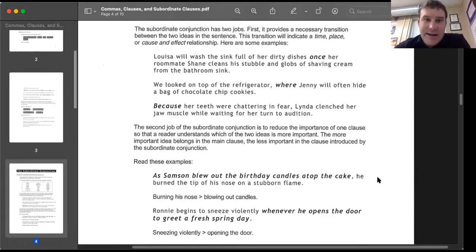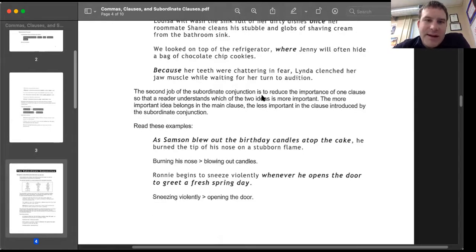Technically, yes, you could say Louisa will wash the sink full of dirty dishes. Her roommate, Shane, cleans his stubble and globs of shaving cream from the bathroom. But it doesn't show a relation between the two ideas. Like removing that one, once, completely changes how we are interpreting those particular sentences, those ideas.